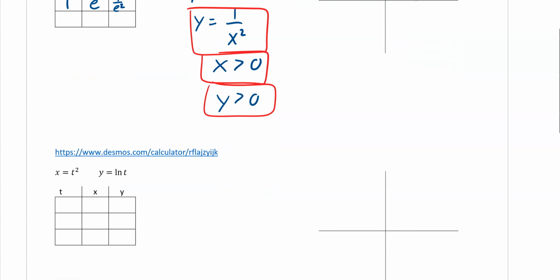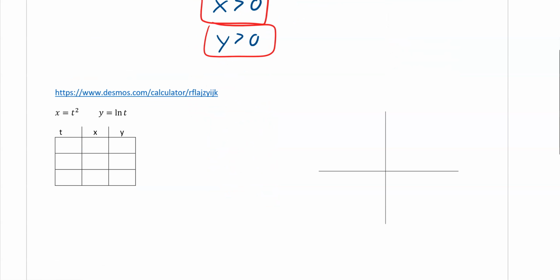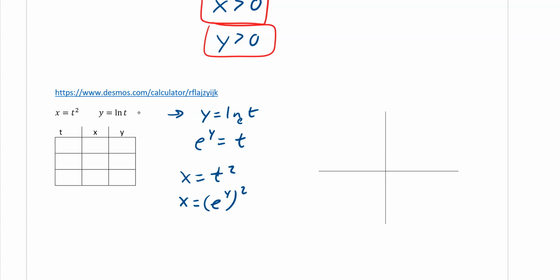All right, let's try another one. This one now we have a natural log. So what we could do with the natural log is rewrite it as an exponential. So y equals ln of t. That's a base e, right? So we get e to the y equals t. Now we just solve for t and we can plug it in. So x equals t squared. So x would be e to the y, squared. That's a y. So this would become x equals e to the 2y.